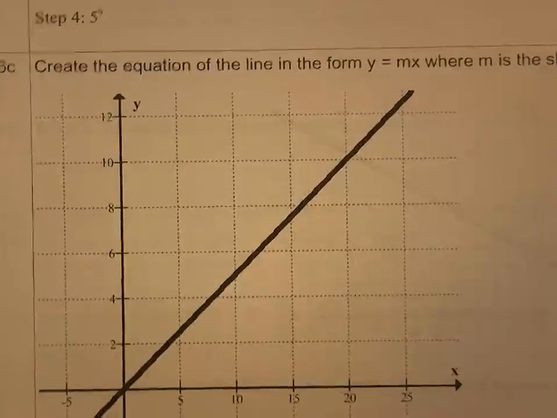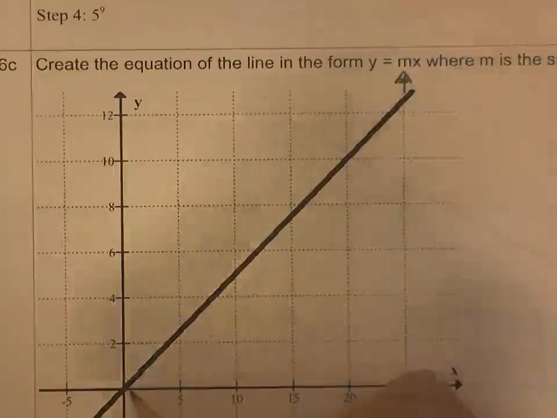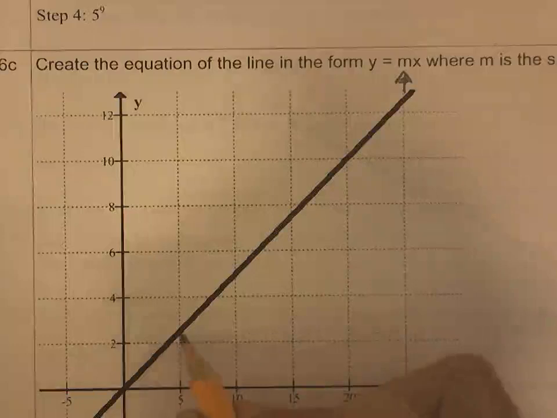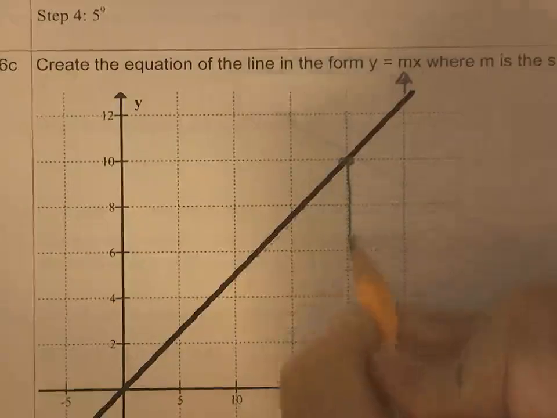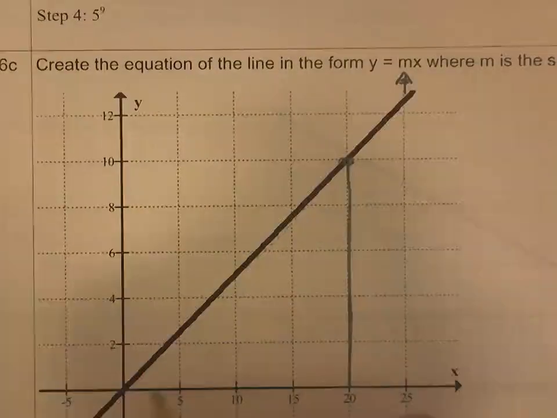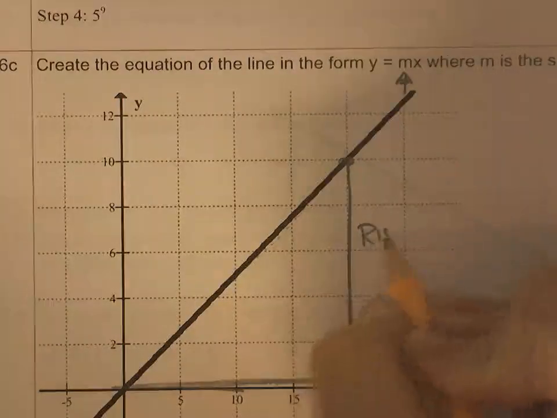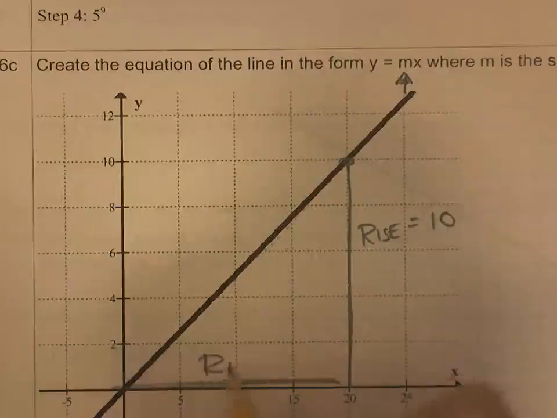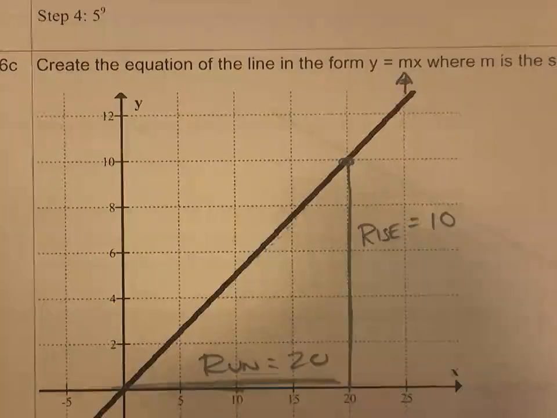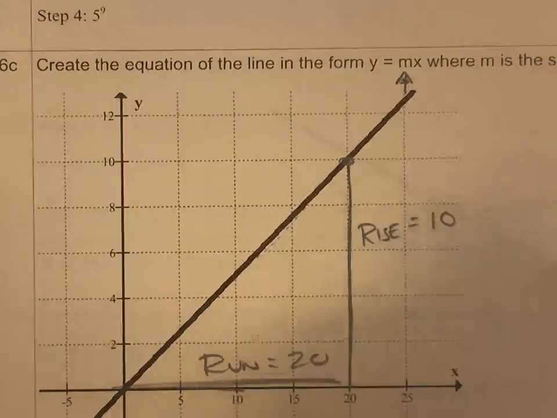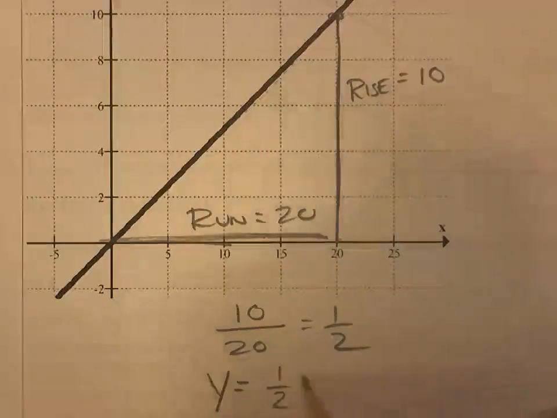All right, create the equation for the line. So I need to just find the slope and put it right there. Well, what's the slope of this line? Let's find a good point. Is this a good point? No. Where's a good point? Oh, there's a good point. So here's my slope triangle. My rise is 10 and my run is 20. And it's rise over run, so it's 10 over 20, which is 1/2. So my equation is y equals 1/2 x.